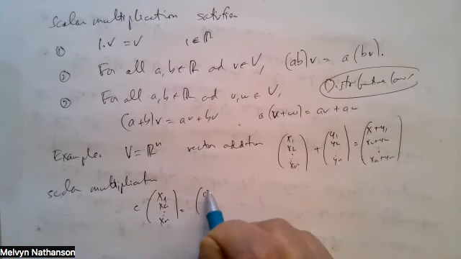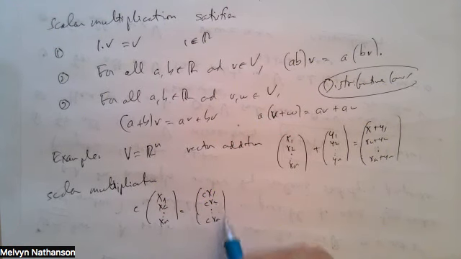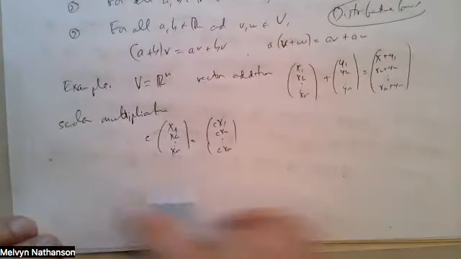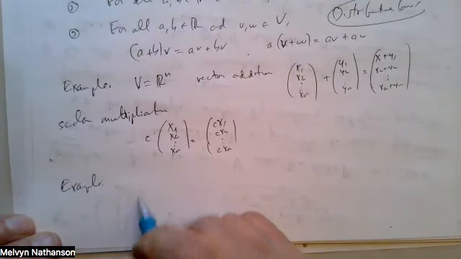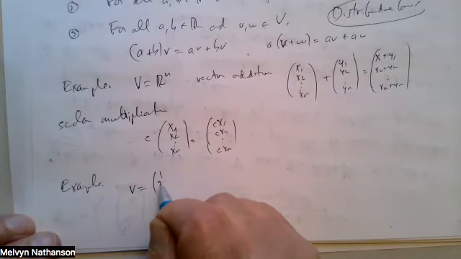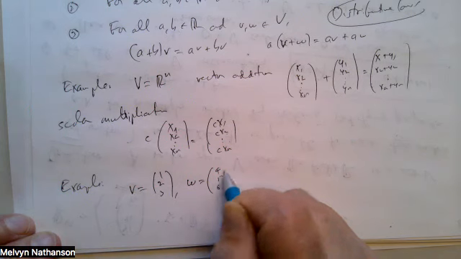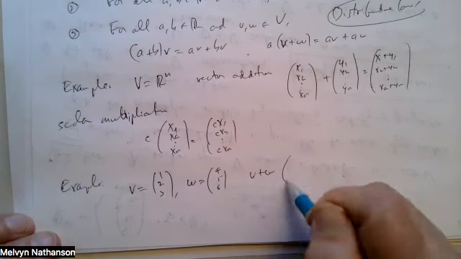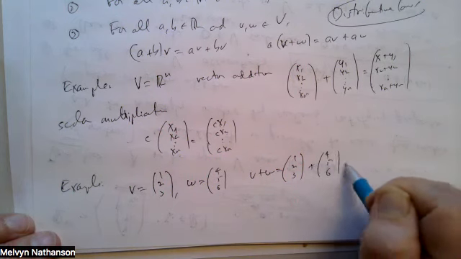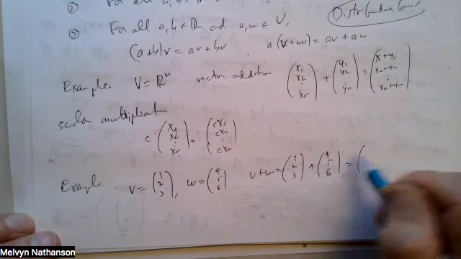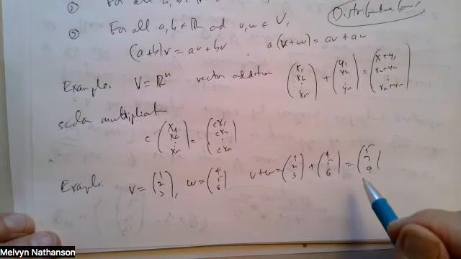Just multiply each coordinate by your C. So for example, if V is the vector 1, 2, 3, and W is the vector 4, 5, 6, V plus W is 1, 2, 3 plus 4, 5, 6. When you add coordinates, you get 1 plus 4, 2 plus 5, 3 plus 6.